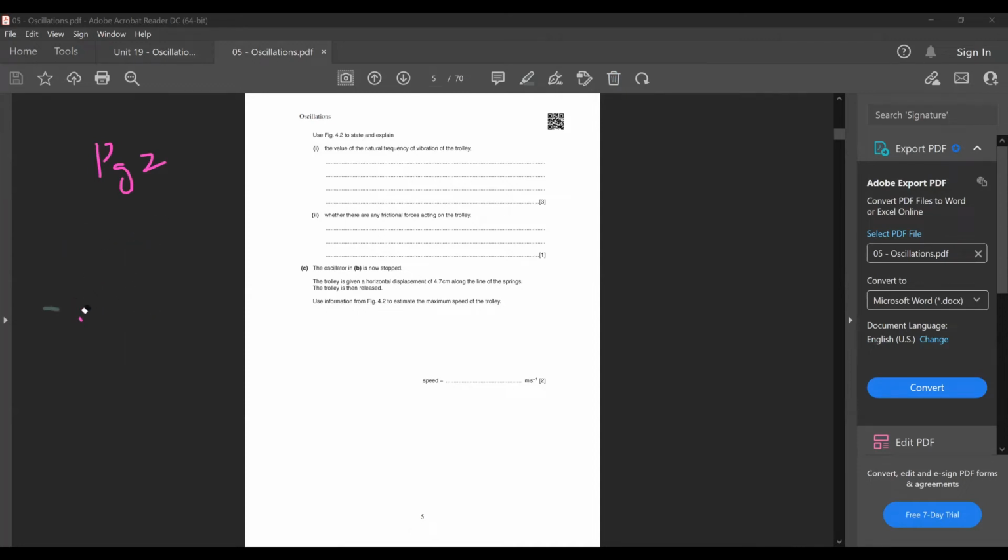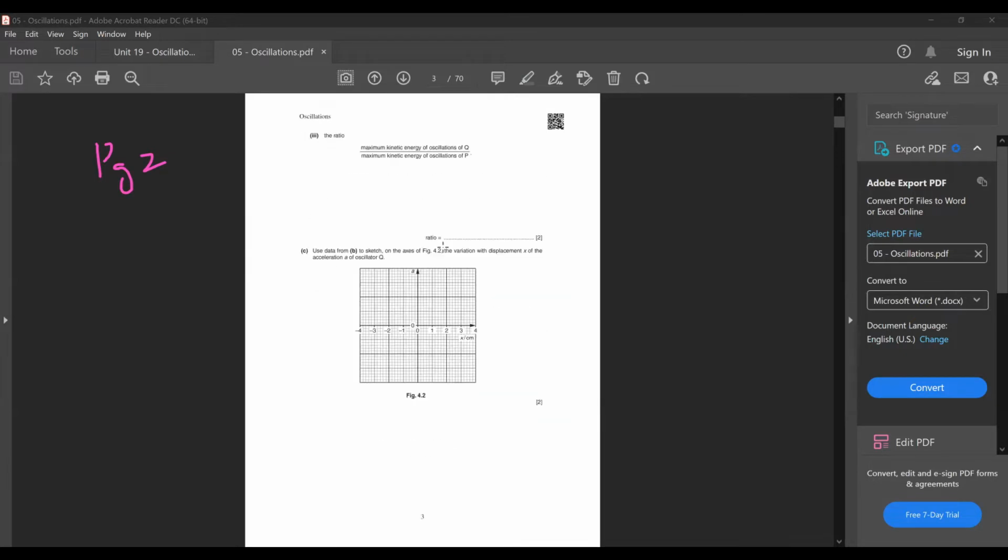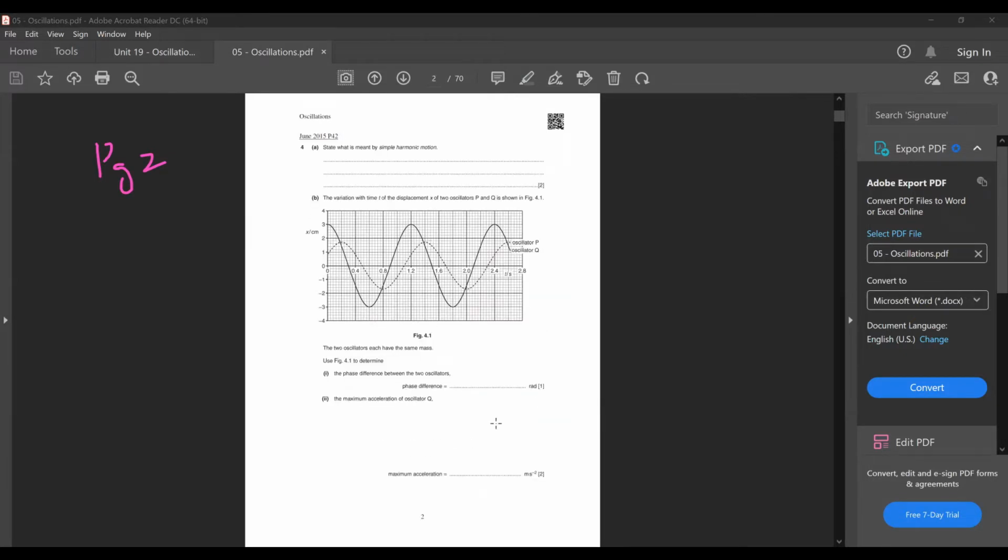On page 2 of your oscillation worksheet, there's one question that we can actually do from here, right? State what is meant by simple harmonic motion. This is June 15 P42. Let me just open up the paper here.